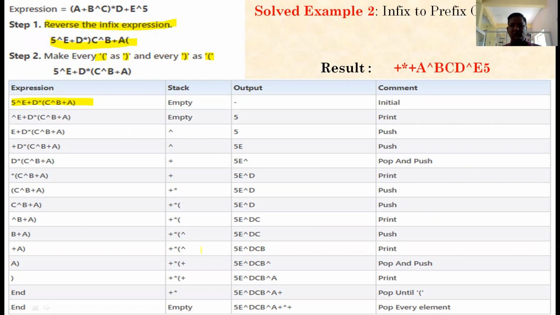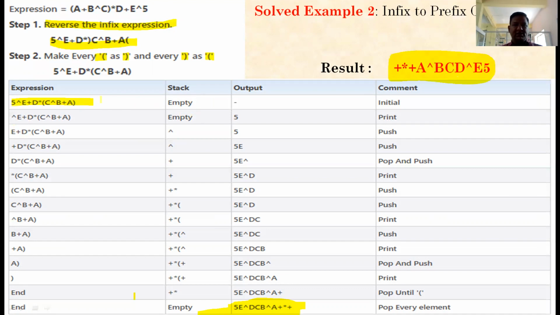Whatever result is obtained here, you can see that it is in postfix form. This is then converted by just reversing this string. After reversing, you will get the content in this form. This is the resultant infix to prefix expression. So let us solve this example.